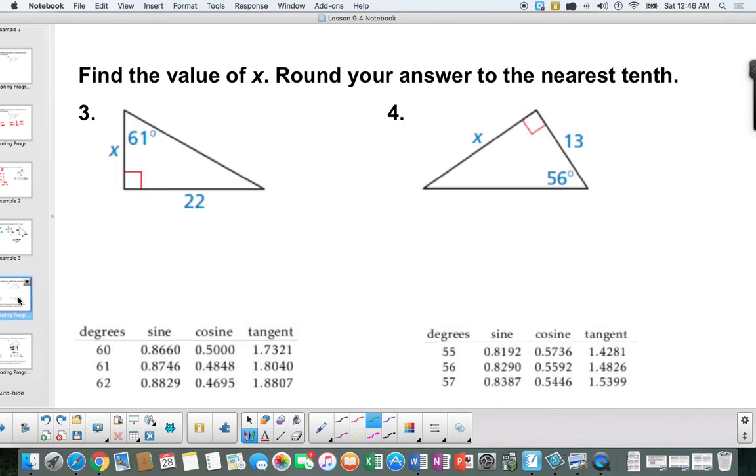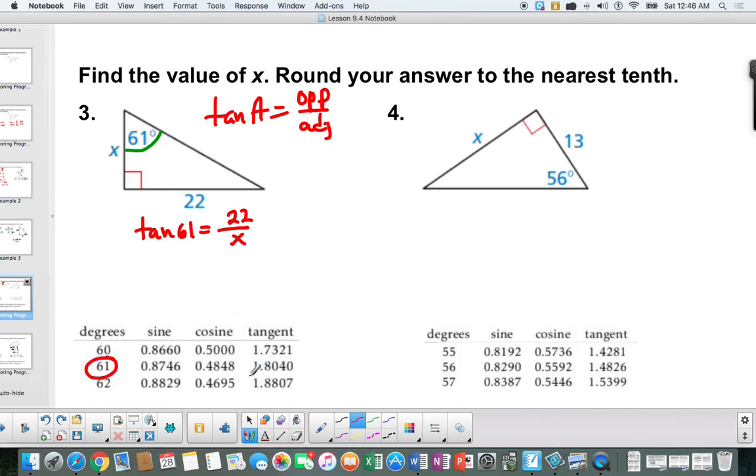All right, I'm going to set up number 3, and you're going to be doing number 4. I'm trying to find this side, and I'm going to use the tangent ratio. I'm going to write the tangent ratio again. The tangent of an angle is equal to the opposite leg over the adjacent leg. In this particular problem, it'll be the tangent of 61 is equal to 22 over x, opposite over adjacent. I am going to use the table to look up what that ratio is, and this is going to be 1.8040 is equal to 22 over x.